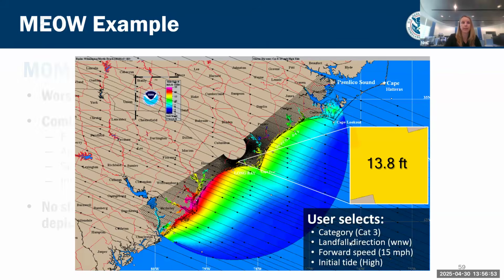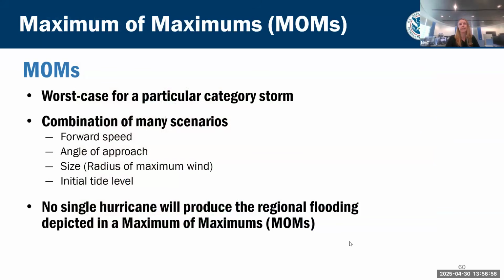So that's the MEOW. And so I started with the MEOW because it is the building block for the MOM. So now that you've imagined how many MEOWs there are, the MOMs are just the maximums of the MEOWs. And so it's actually the worst case for a particular storm category. So you can imagine now there's only a couple of these MOMs because they are by category. And so there are going to be a combination of many scenarios. They're going to include that forward speed, all the different angles of approach, that size is built in, and the initial tide. So this is kind of your worst case for a particular storm category.